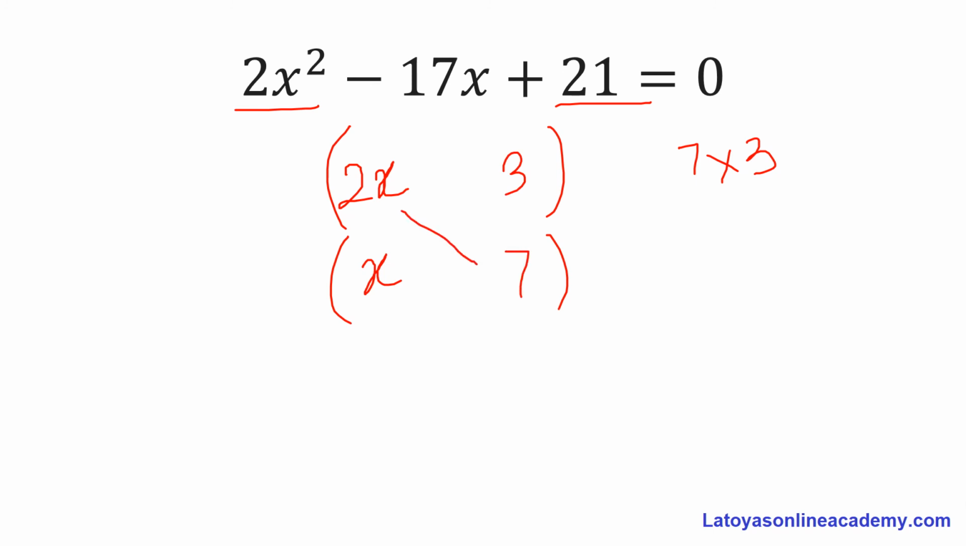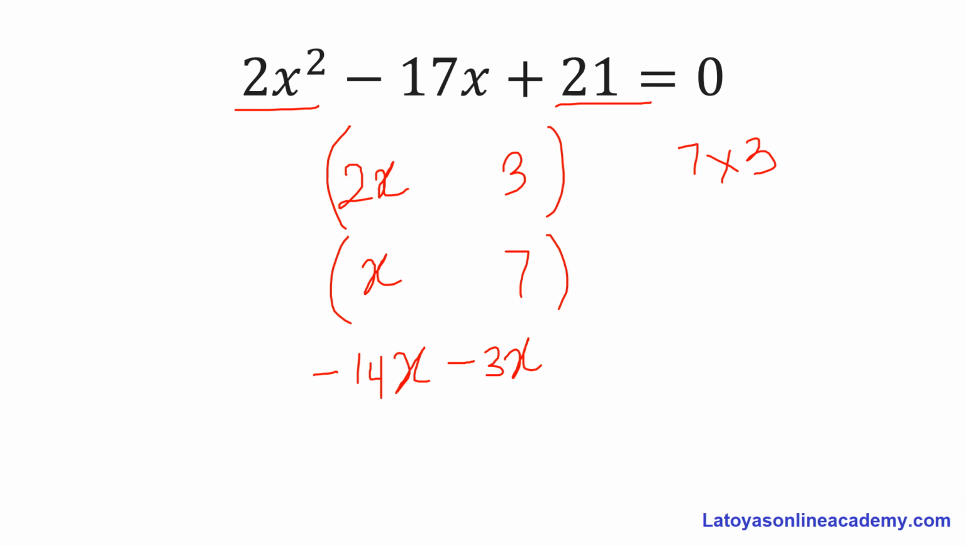Let's cross multiply again. 2x by 7 is going to give me 14x. And then 3 by x is going to give me 3x. Yes, so these numbers are going to give me 17. But what signs am I going to use? What's going to give me minus 17x? Minus 14x and minus 3x. So this means in my two brackets, I'm going to have negative signs.